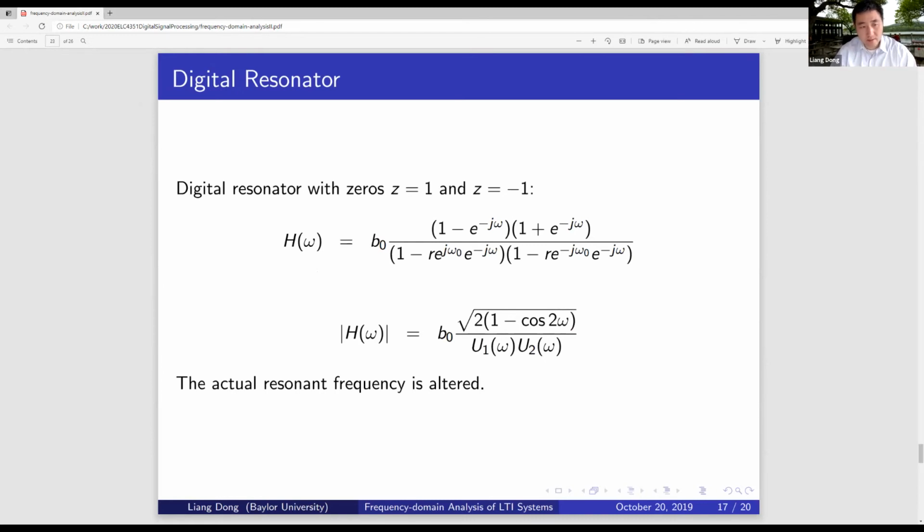Similarly, we can discuss a digital resonator with the zeros at z equal to 1 and z equal to -1. All we are doing here is adding those two numerator terms. In the absolute value of H omega, you have U1, U2, but you also have the numerator term. You can check which position of omega gives you the largest response. The actual resonant frequency is also altered. Again, that's due to the fact that r is less than 1. It's not on the unit circle. Because I want stability, I sacrifice some accuracy of the filter design.